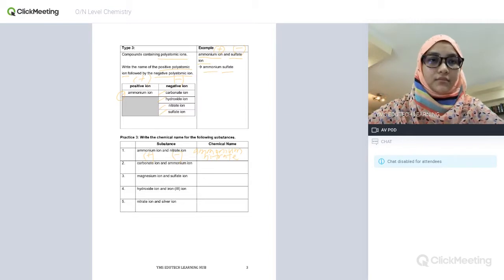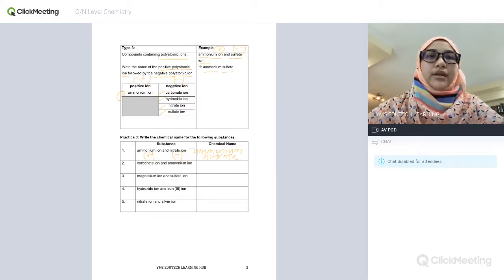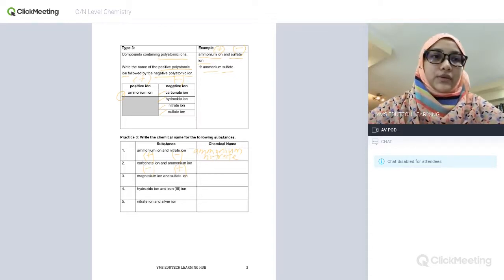All right. Okay, number 2, carbonate ion and ammonium ion. Again, step 1, identify which of these two is the positive polyatomic ion, and that is ammonium ion, while carbonate ion is the negative polyatomic ion. So the chemical name for this compound will be ammonium carbonate.